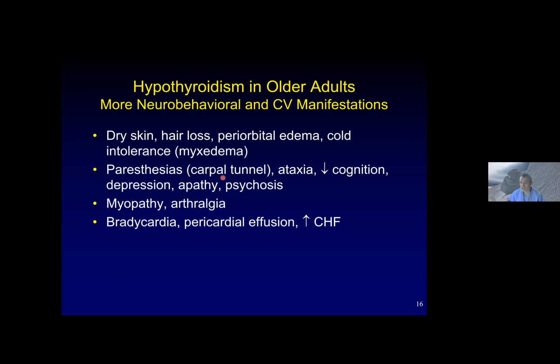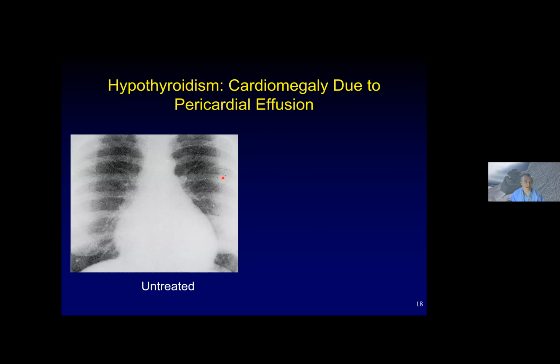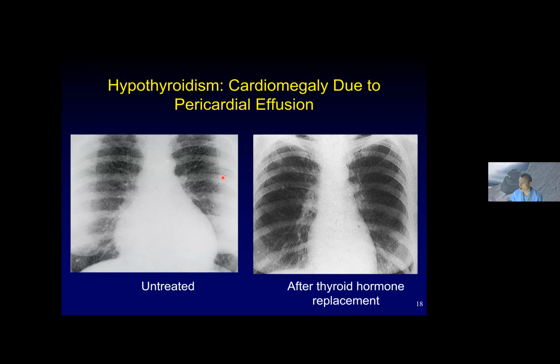Myopathy and arthralgias, and bradycardia, pericardial effusion, and exacerbation of CHF can also be seen with both hypo and hyperthyroidism. This is an example of somebody with hypothyroidism who presented with cardiomegaly that was reversible upon thyroid hormone replacement.